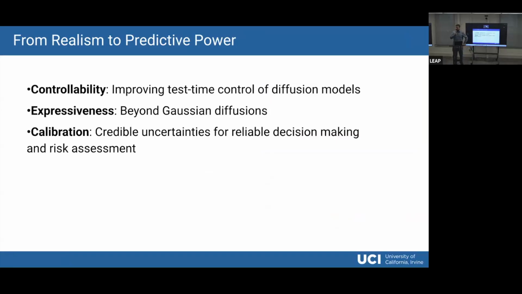And so in this talk, I will try to cover a variety of recent papers that all span this space that I just outlined. In particular, I will talk about these three different aspects. I will talk about controllability, which is all about improving the test time control of diffusion models, right? How can you do inference with diffusion models better? I will also talk about the expressiveness of these diffusion models. For example, can we make them correctly capture tail statistics of our data? And then finally, I'll talk about calibration, which is this angle of uncertainty. Can we make diffusion models such that they give credible uncertainty estimates for reliable decision making?